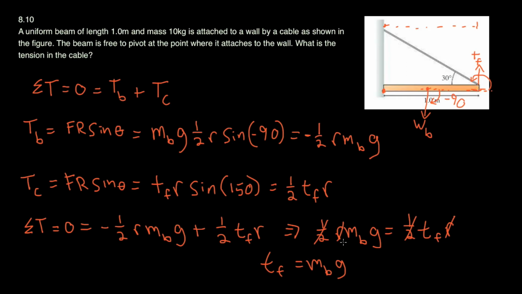Let's actually put some numbers to this. So the mass of the bar is 10 kilograms. This is equal to 10 kilograms times 9.8 meters per second squared. And so the tensional force is just going to be 100 newtons. And that's problem 8.10.